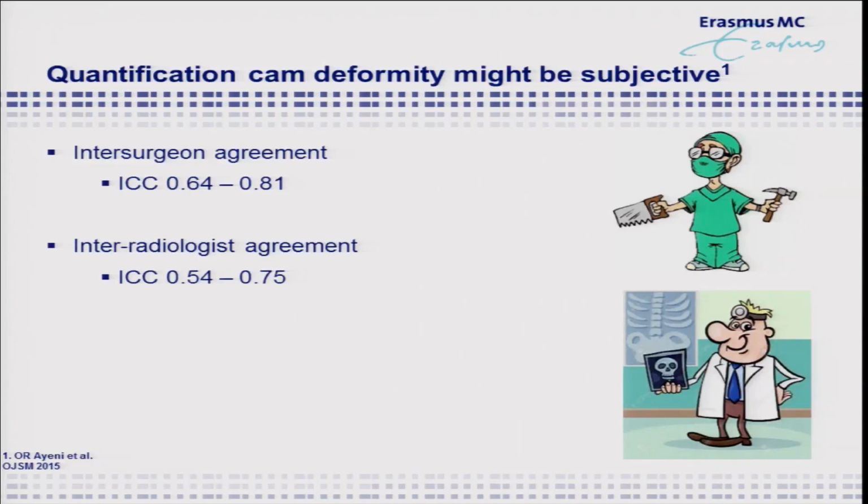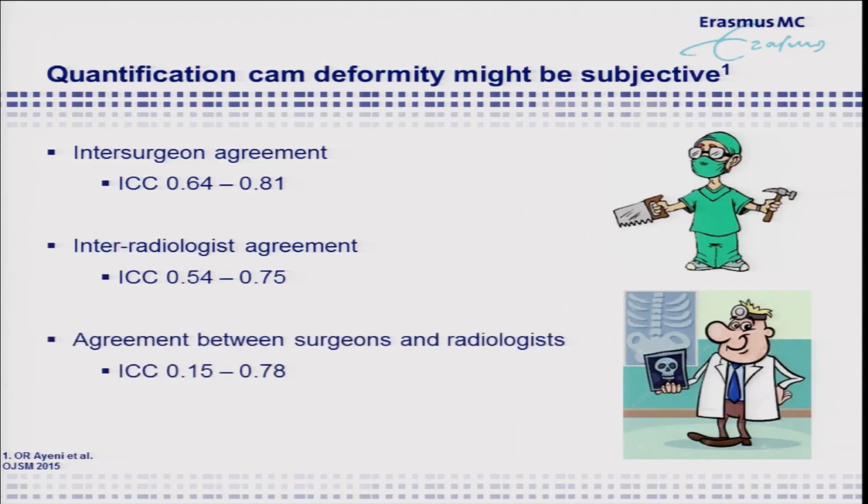And here comes the funny thing. When they compared the orthopedic surgeons with the radiologists, there was really bad agreement between hips that were defined as having a cam deformity or not. So we need quantitative ways to define the presence of cam deformity.